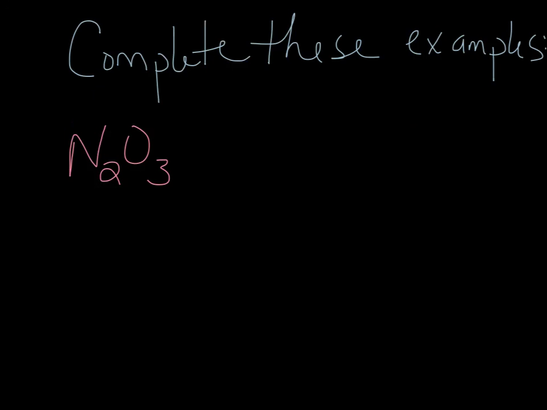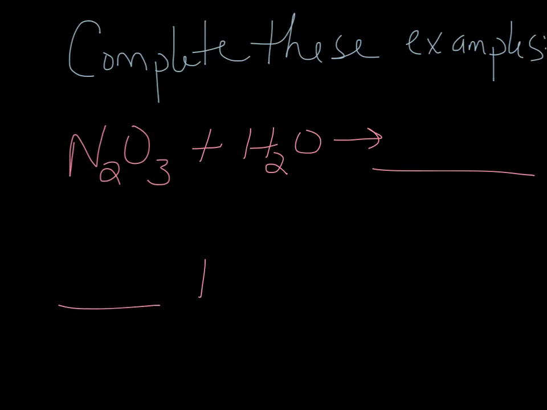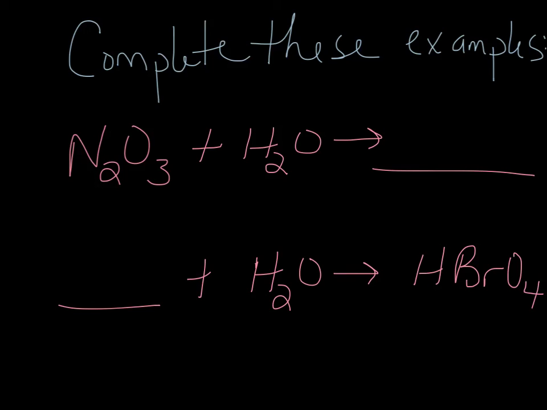Okay, I'd like you to complete these 2 examples. So we're going to do N2O3 plus water to figure out what acid that's going to create, and I'm going to ask you to also complete one where we give you the acid. Okay, this is called perbromic acid. So what gas does that come from? I'd like you to complete these examples and show them to the teacher.